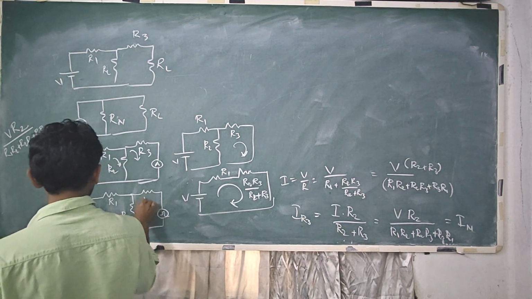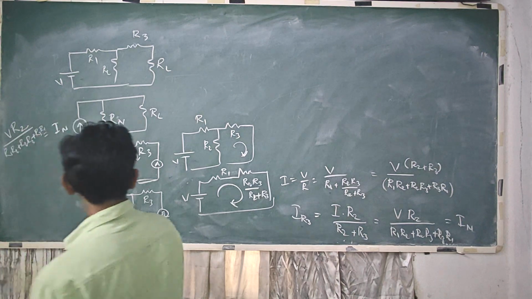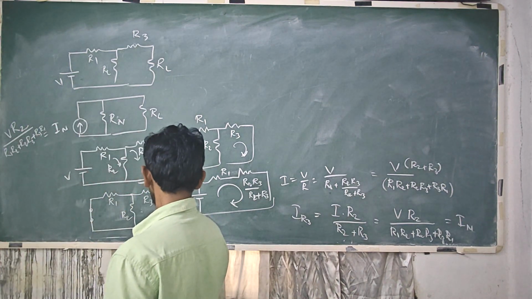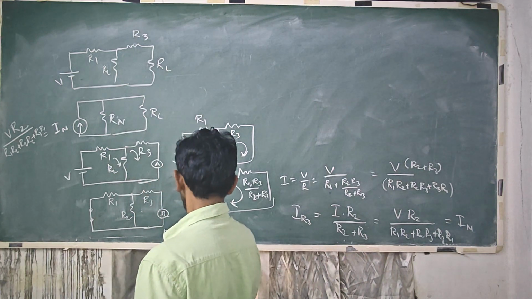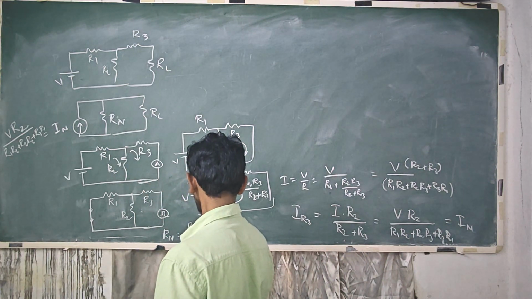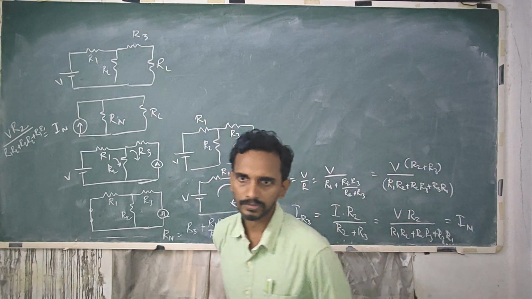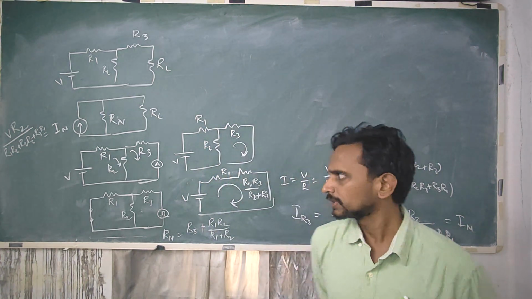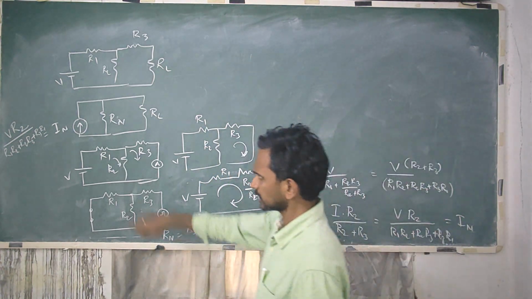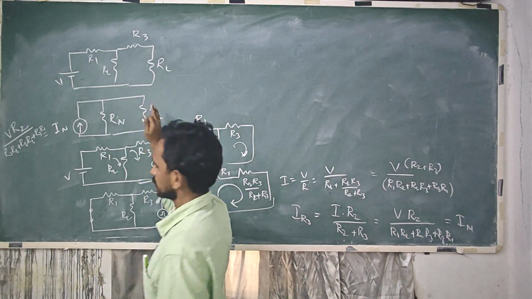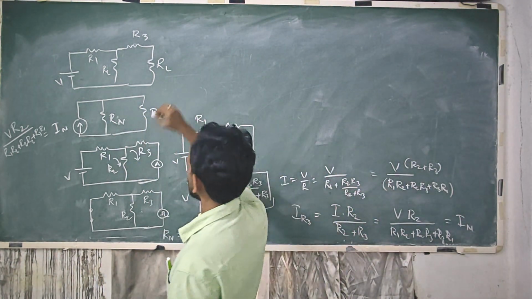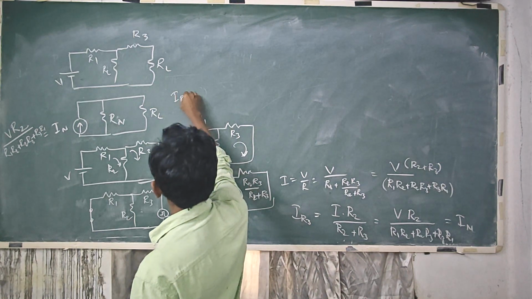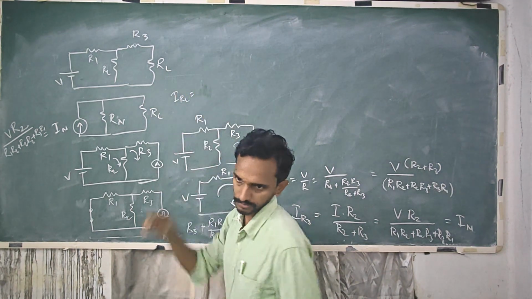R1, R2, R3. So Rn is the same value, R3 plus R1, R2 by R1 plus R2. Okay. So you got the value of IL, Rn, RL, and finally you have to measure the current through RL. IRL is the final calculation. What is IRL?